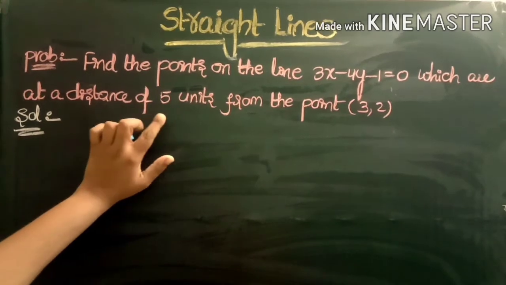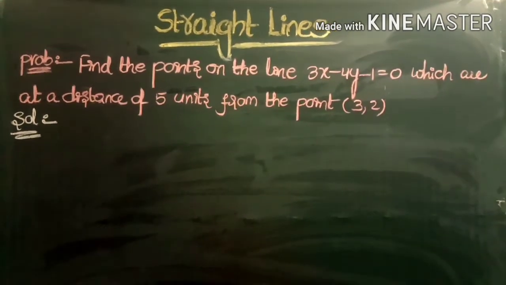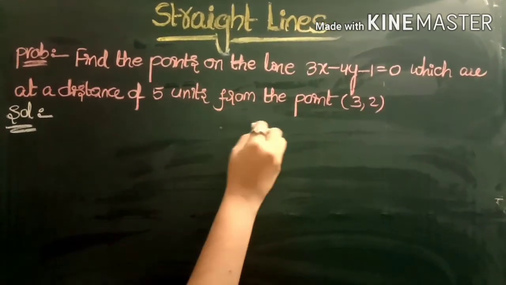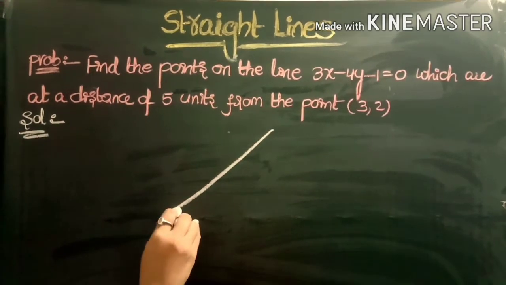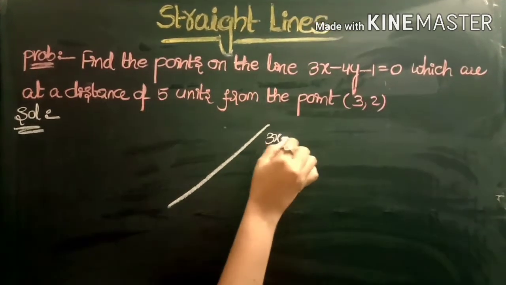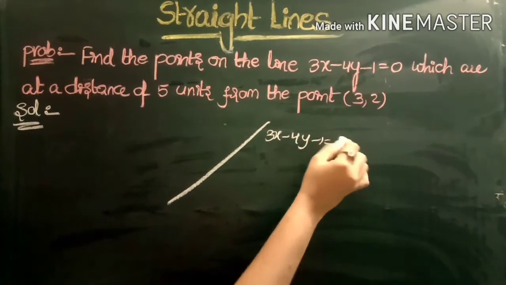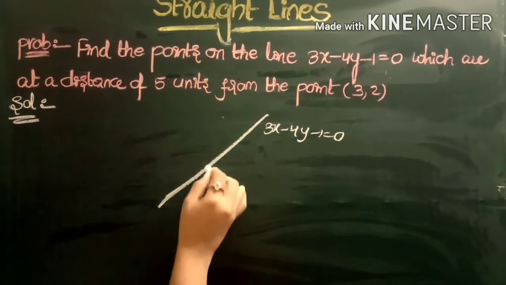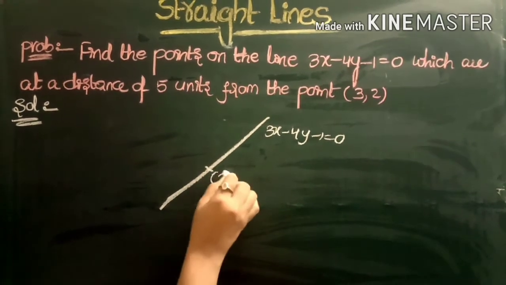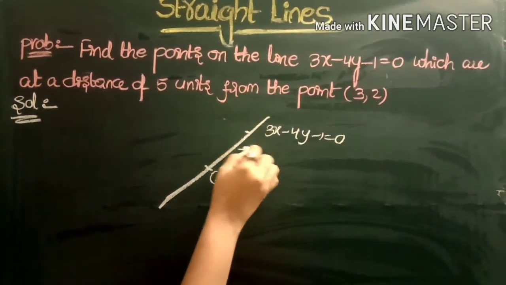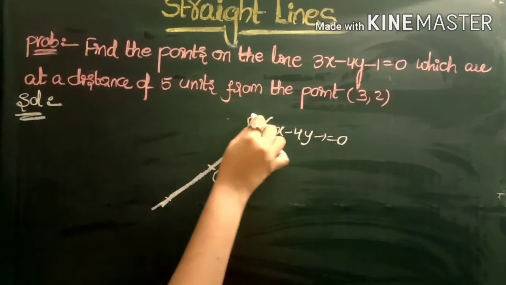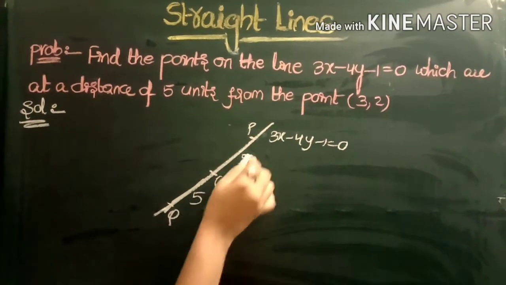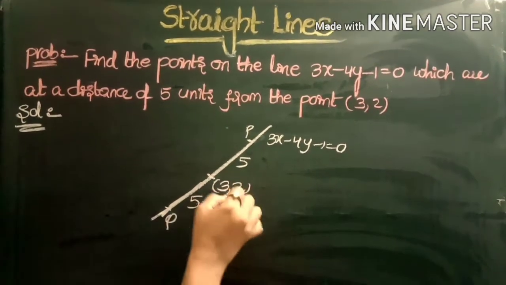Next problem, find the points on the line 3x minus 4y minus 1 equal to 0 which are at a distance of 5 units from the point (3, 2). This is the given line 3x minus 4y minus 1 equal to 0. We want to find the points on this line which are at a distance of 5 units from the point (3, 2). Now we want to find the points P and Q. These two points are at a distance of 5 units from the point (3, 2).